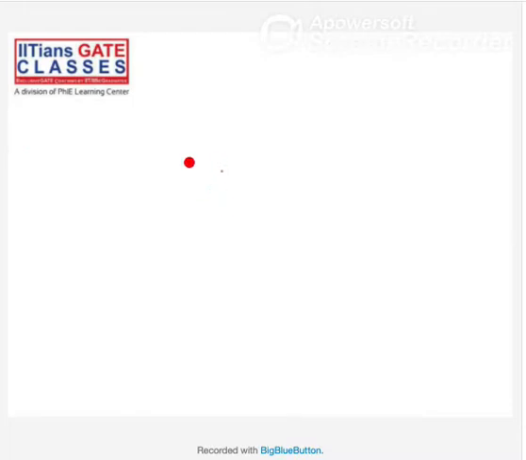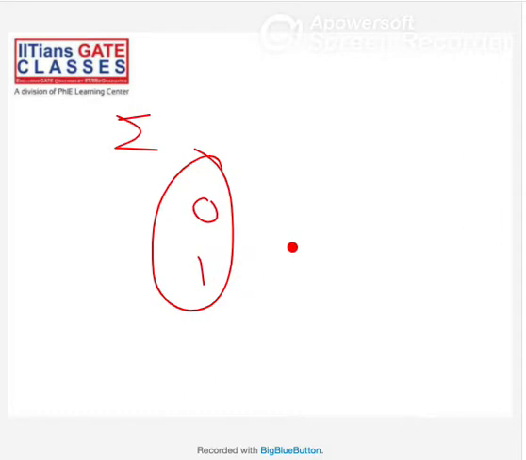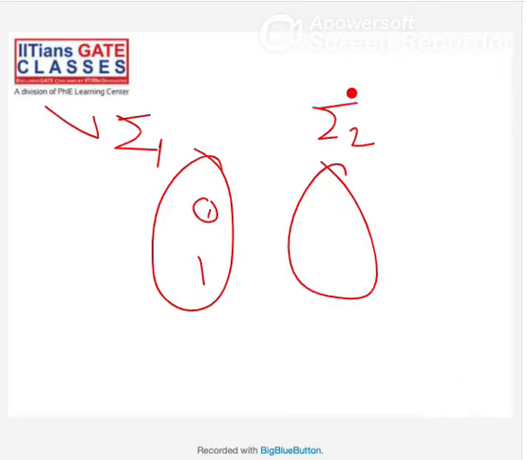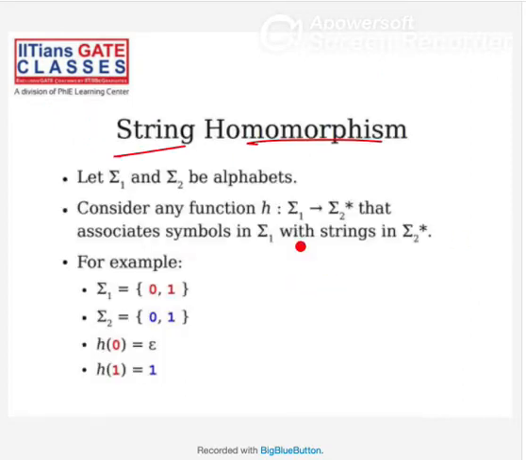So what is homomorphism? Let me tell you. Homomorphism is a mapping from one alphabet, our first alphabet, sigma 1, to a second alphabet, sigma 2. This sigma 2 can be the same as sigma 1 also. So it is a mapping from sigma 1 to sigma 2 whole star. Basically every symbol of this alphabet will be mapped to some string of sigma 2 whole star. This is called homomorphism.